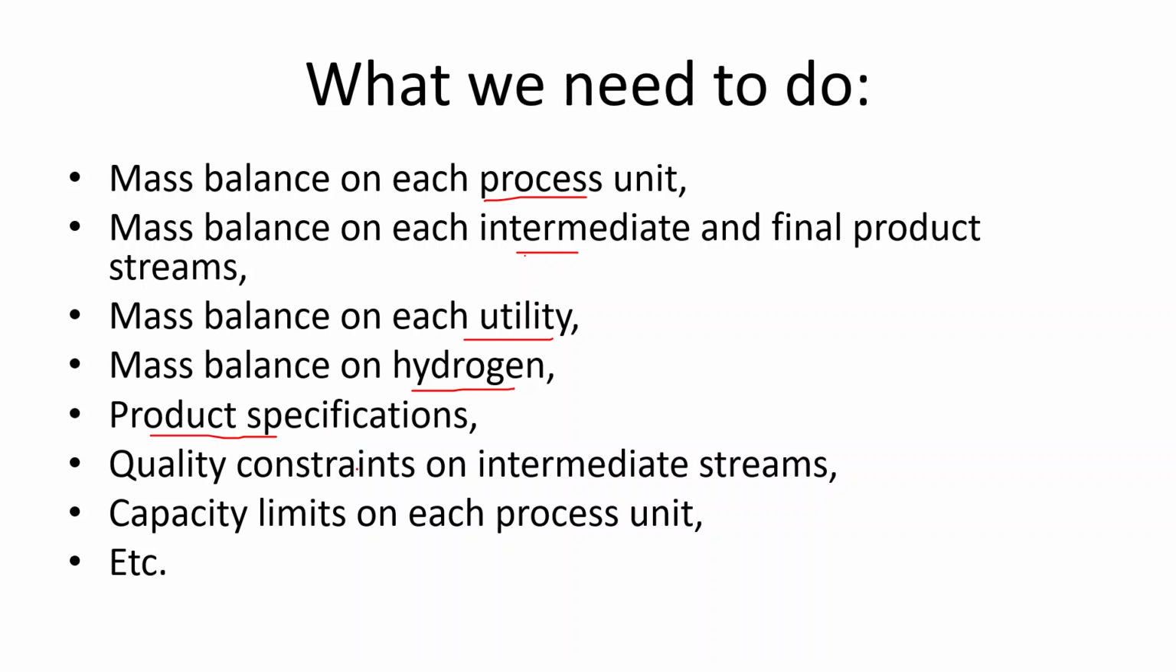Yeah. And then you could also see quality constraints on intermediate streams, which is basically the same as the product spec, and then some capacity limit on each process unit. So I hope that you get the idea. If not, then let me know.